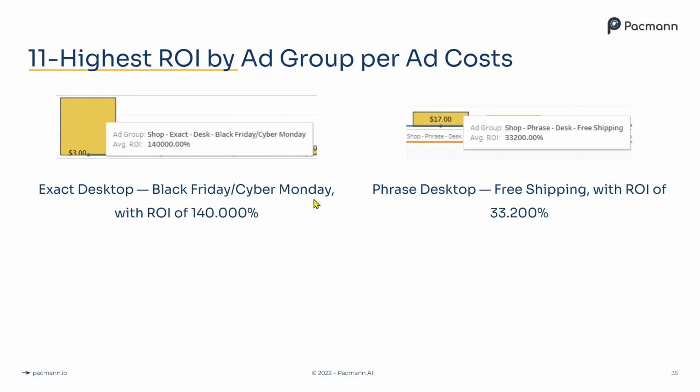And last but not least is the highest return on investment by ad group per ad cost. So these two are actually the highest return on investment per ad cost. Only $3 and $17 in ads and return around 140,000%, and also 33,000%, which is actually insane, you know.